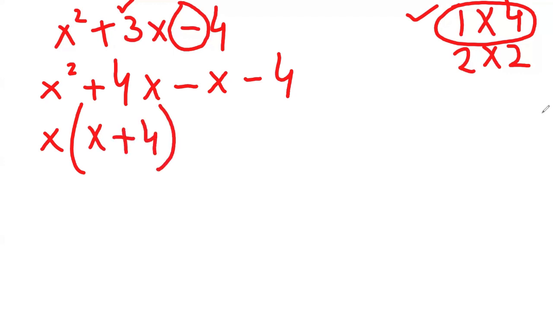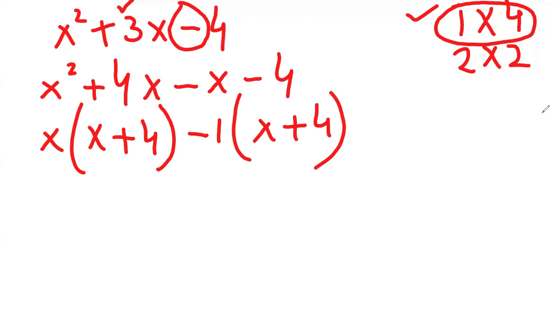Now taking common, x is a common factor and x plus 4 is left inside the bracket. When no factor has been common, it means 1 is common. Minus 1 is common over here. What is left in the bracket? X plus 4. X plus 4 is left in the bracket.